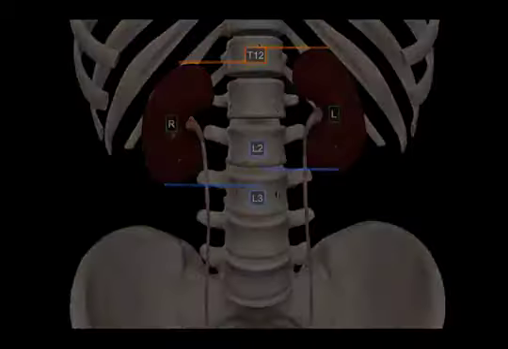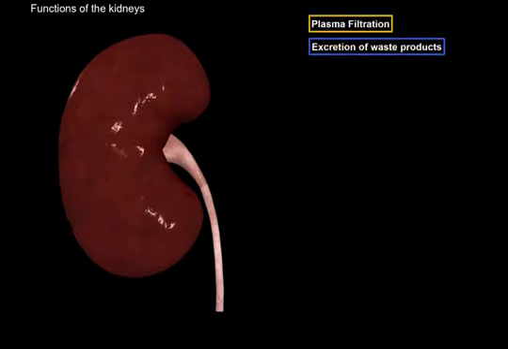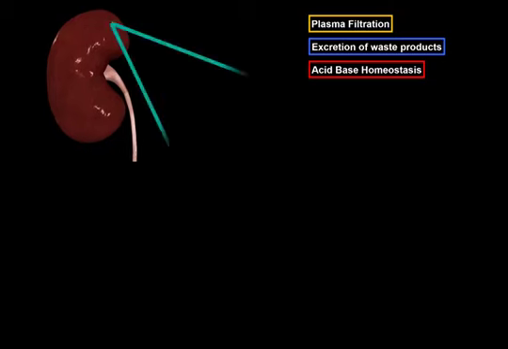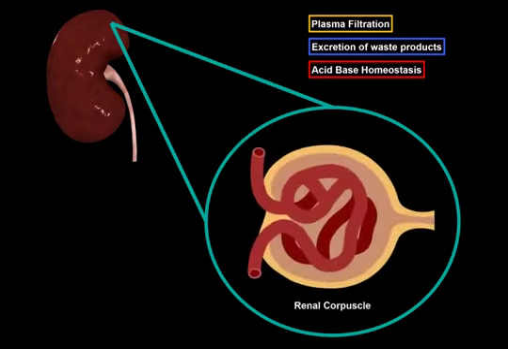So first off, what are the functions of the kidneys? There are three main functions that the kidneys have, and they are plasma filtration, excretion of waste products, and acid-base homeostasis. And the kidneys are able to do all that with the help of something called the nephron. And we will talk a little more in detail about the nephron at the end of this video, but the head of the nephron is called the renal corpuscle. And this is the part that primarily filtrates the plasma.